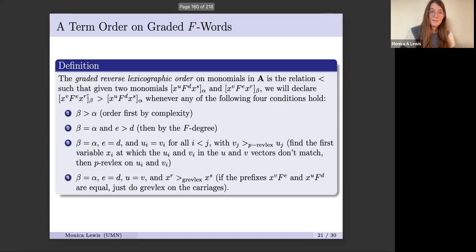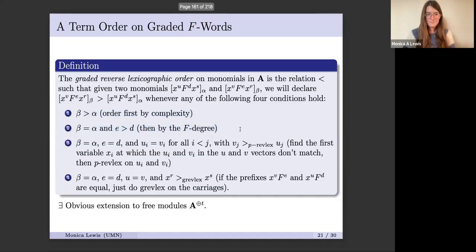But assuming that the complexities are the same, the number of Fs is the same, and the prefixes are identical, then just do grevlex on the carriages. You have these x to the r, x to the s, and then do grevlex. It doesn't even matter that this is grevlex; you could do lex or whatever. Just order them in some way at this point. So the most important thing is that this refines the order by complexity, and after that refines the order by F degree.